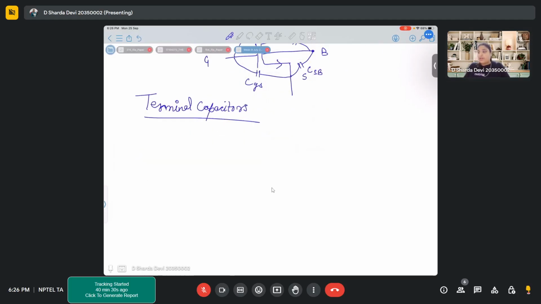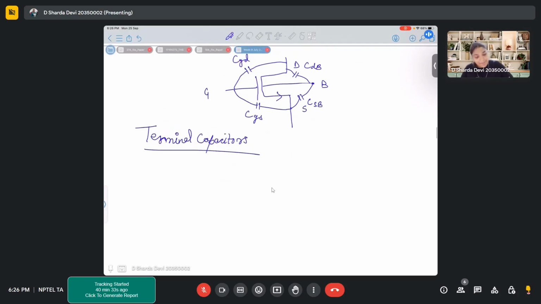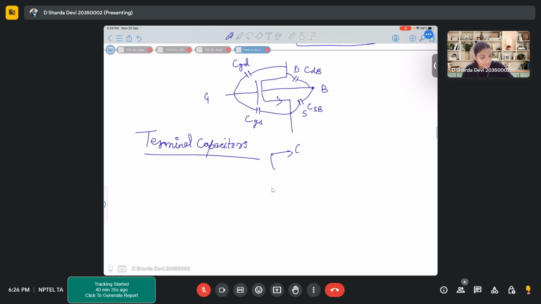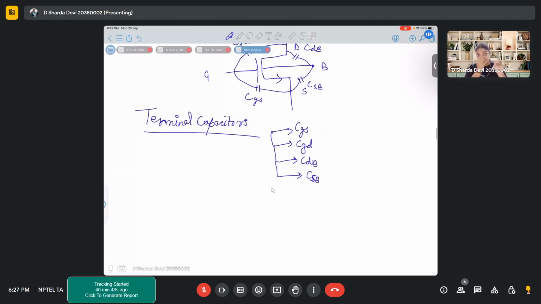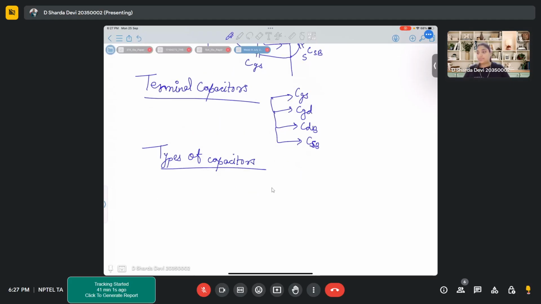Now if we look at the types of capacitors, these are CGS, CGD, CDB, CSB. These are terminal capacitors because we are talking about capacitance between the terminals. Now, what are the types of capacitors that we have?